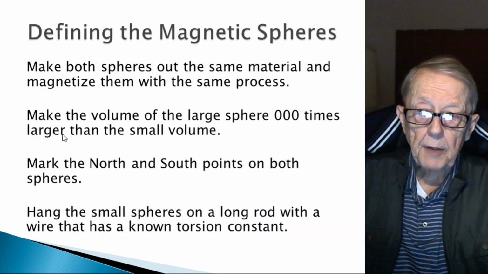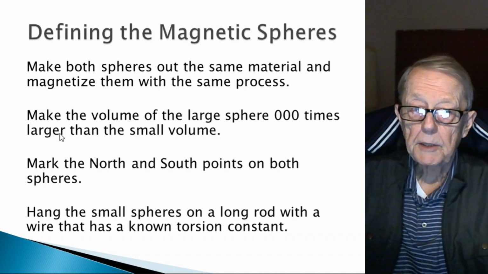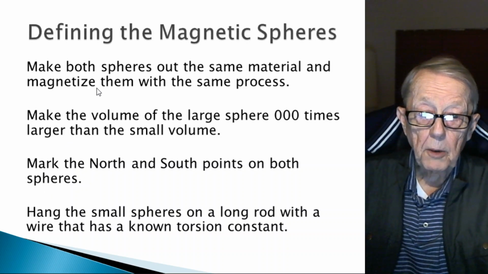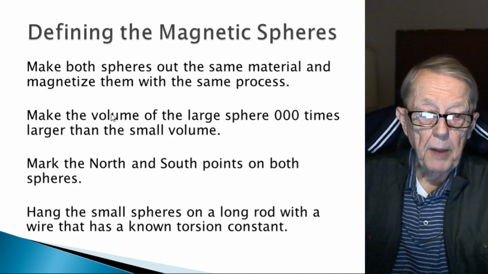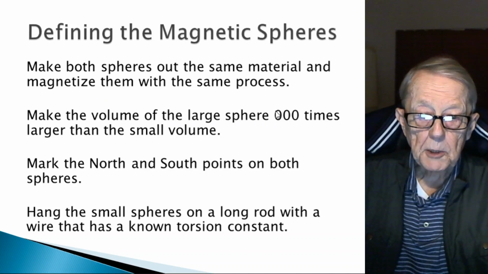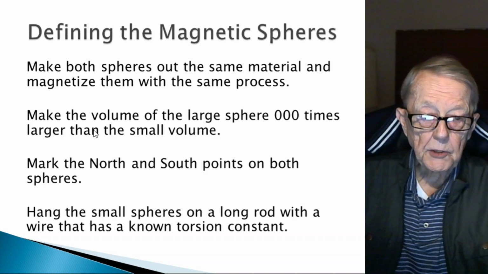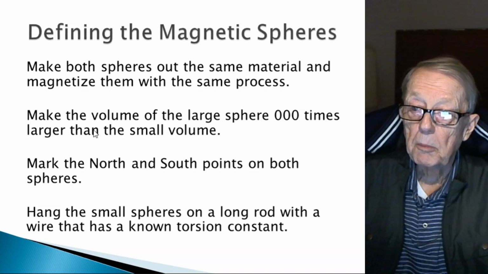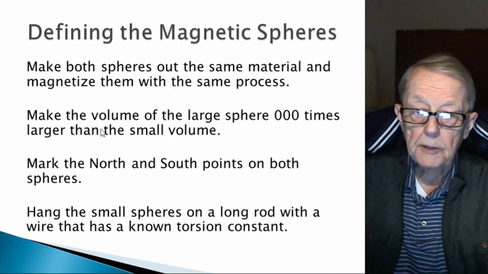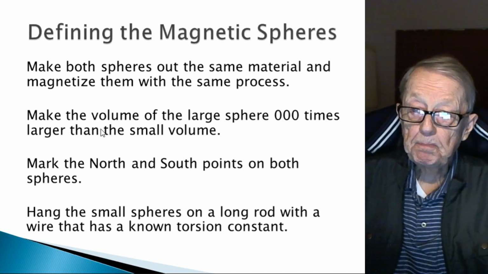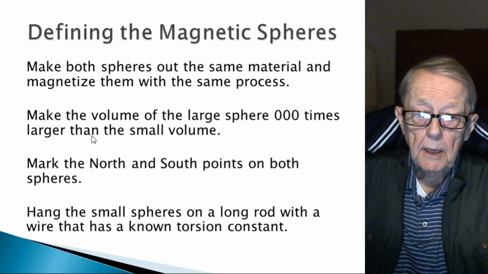Okay, well, you have to define these objects, just like you define the kilogram standard. You're going to make both spheres out of the same material and magnetize them with the same process. Make the volume of the large sphere 1,000 times larger than the small volume. It's just an arbitrary ratio. Later, as more work would be done, that would be a different number.